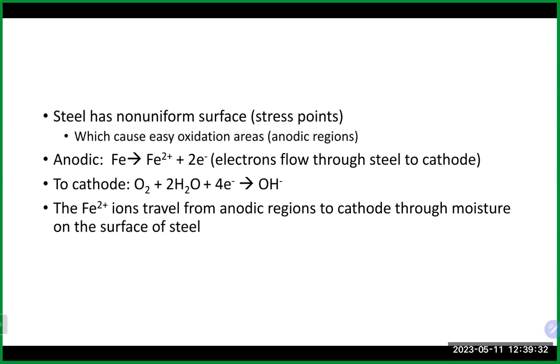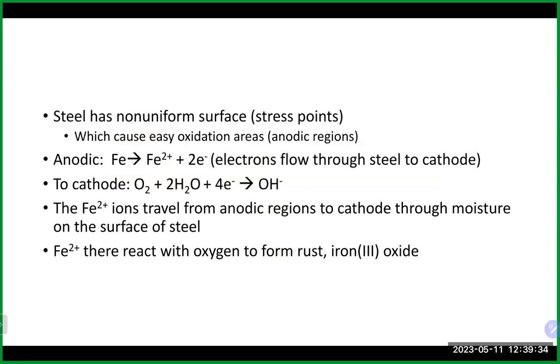Now, as I mentioned before, in terms of rust, you need a few things to occur to make rust. You need iron, you need some moisture, and you need some oxygen. A lot of steel has non-uniform points, kind of divots in it, and that's a good place where moisture could hang out. And obviously there's oxygen in the air. So it's a really good breeding ground for rust to occur.